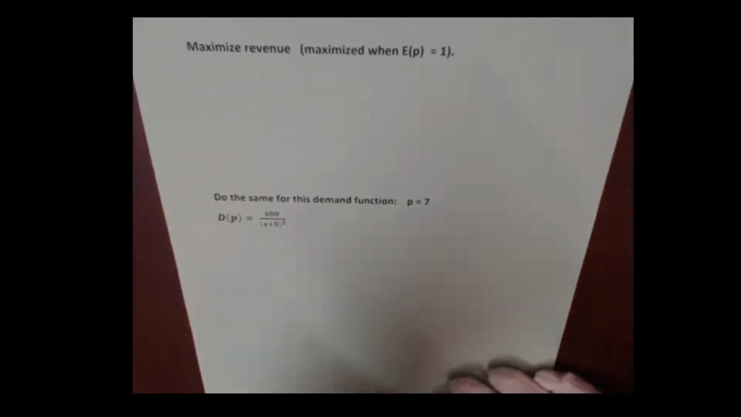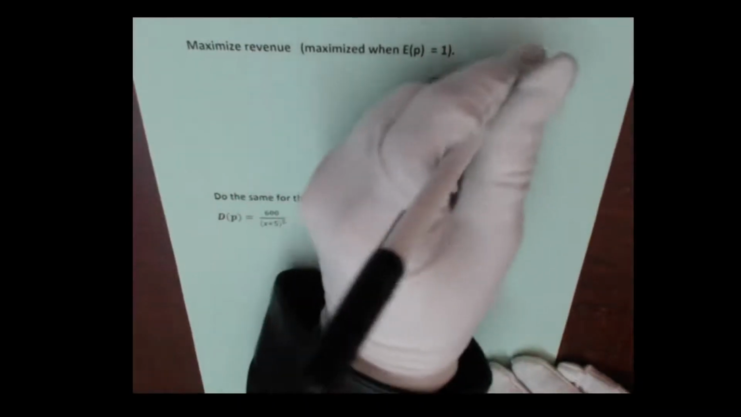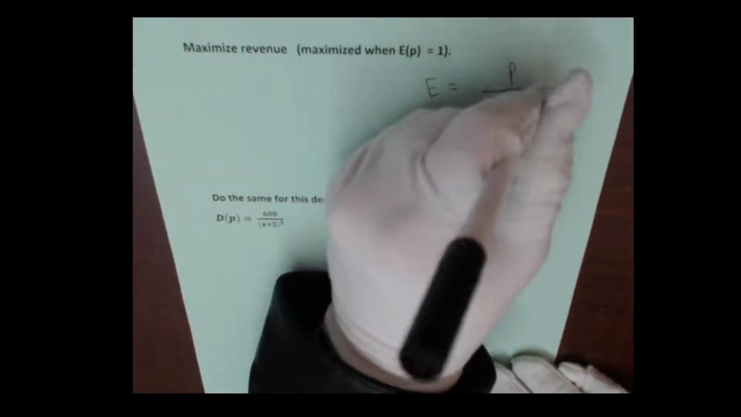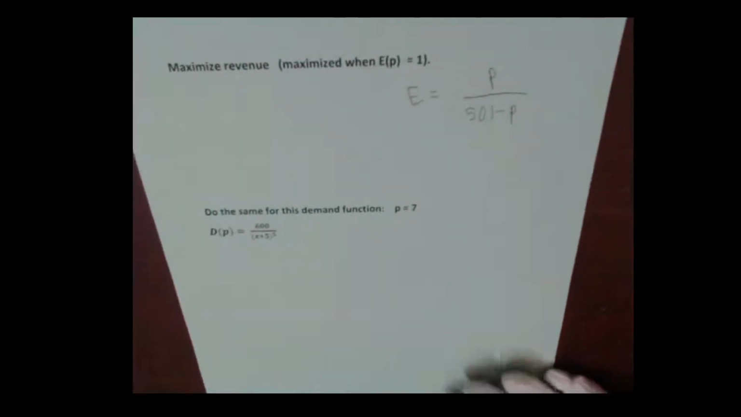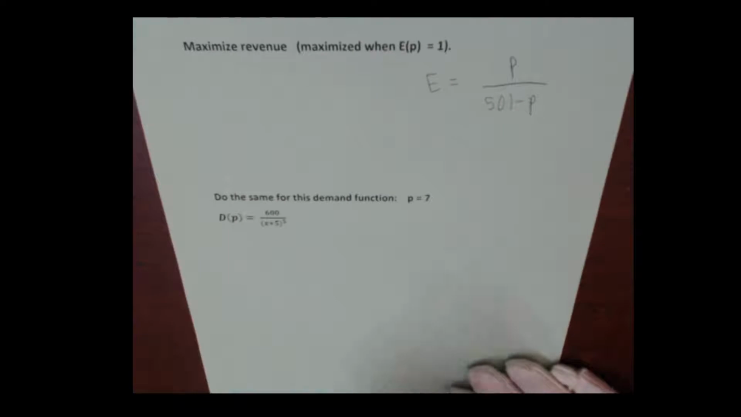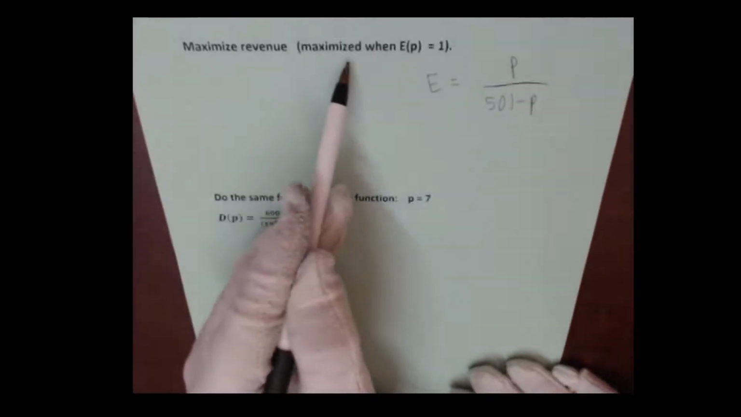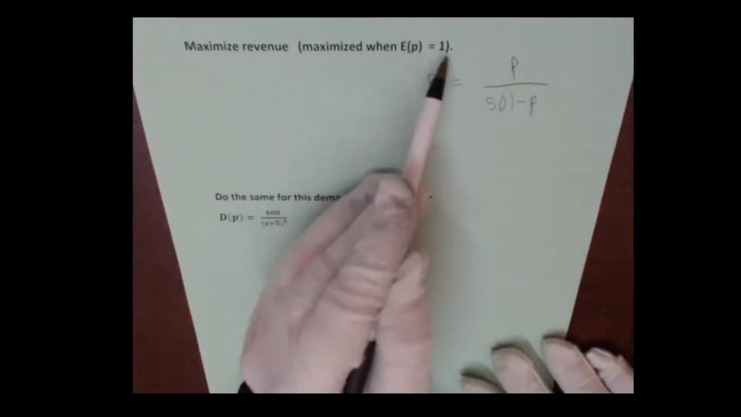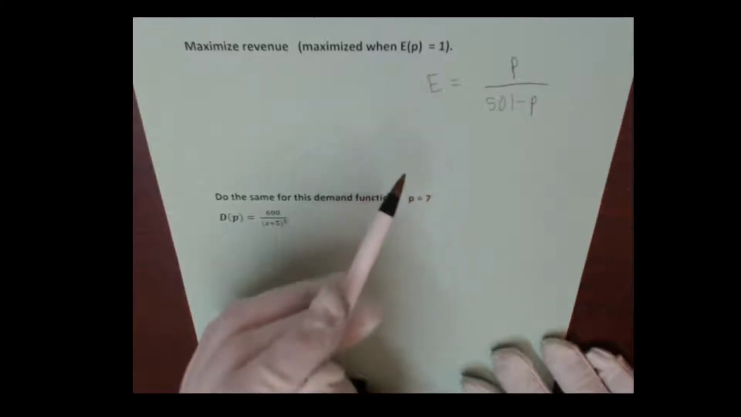From the last video, we did a little bit with elasticity. We figured out that our elasticity equation was equal to P divided by 501 minus P. And so this question asks, what would be the maximum revenue for this product that is being demanded? And it turns out, and you'll learn about this more in economics, that this is maximized when the elasticity is equal to 1.